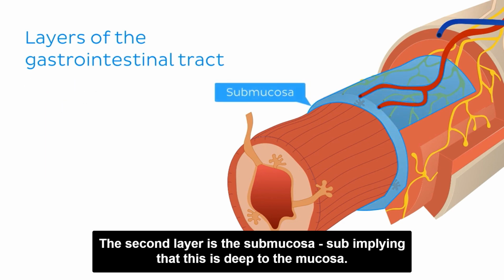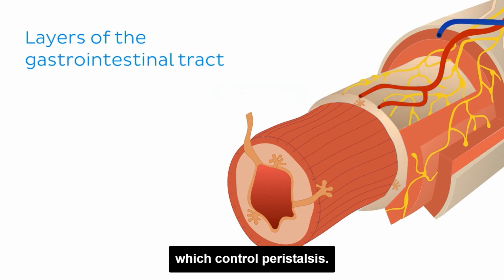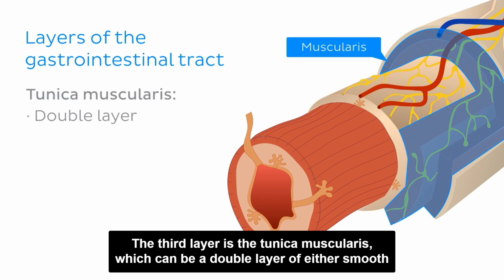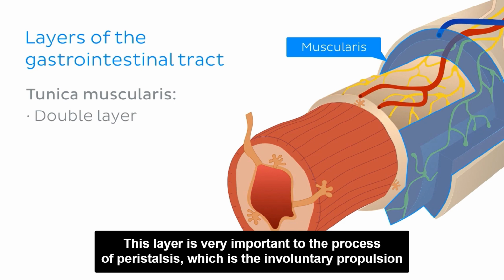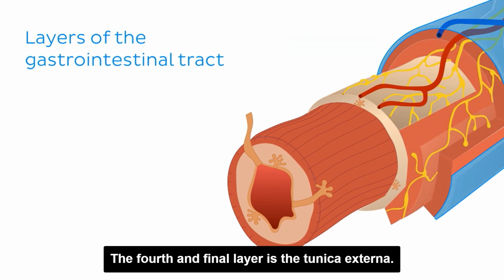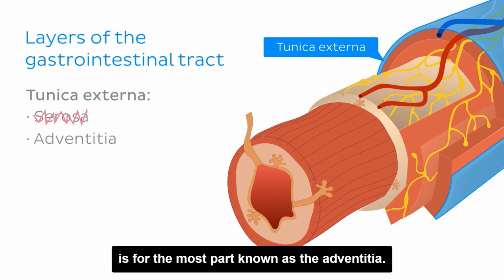The second layer is the submucosa, sub implying that this is deep to the mucosa. The submucosa acts as an interface between the mucosa and the layers of the smooth muscle which control peristalsis. The third layer is the tunica muscularis, which can be a double layer of either smooth or skeletal muscle depending on the region we're analysing. This layer is very important to the process of peristalsis, which is the involuntary propulsion of food contents through the gastrointestinal tract. The fourth and final layer is the tunica externa. Throughout the majority of the GI tract, this is also known as the serosa, but in the esophagus is for the most part known as the adventitia.